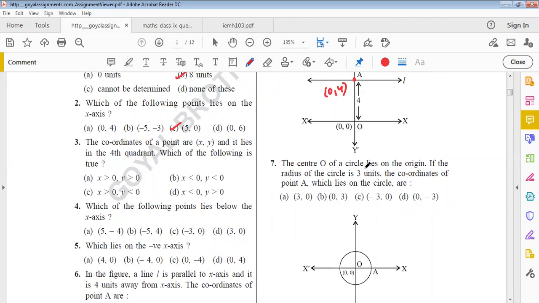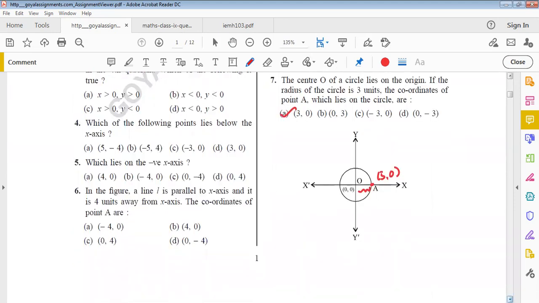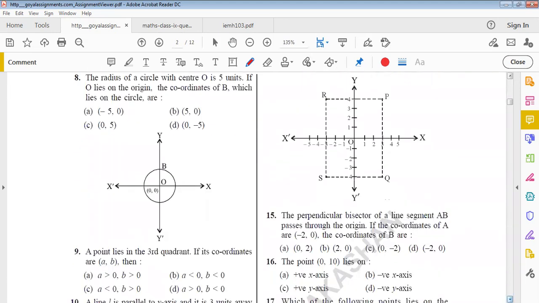Next, the center O of the circle lies on the origin. If the radius of the circle is 3 units, find the coordinates of the point A. From here to here, 3 units. So it lies on the x-axis, y value will be 0. The point is 3, 0. Next. Same thing here. The radius of the circle O is 5 units, and O lies on the origin. The coordinates of B: from here, 5 units distance. So you could say 0, +5. It's moving up, okay?